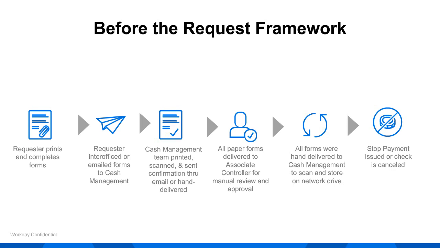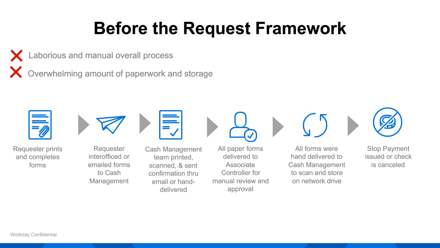Then once they review and approve, the associate controller would hand all the forms back to cash management, who would then scan and store on a network drive. And of course, this means that the payment has been issued, the stop payment has been issued, and the check has been canceled. So as you can see, it's a very laborious and very manual process, and an overwhelming amount of paperwork, storage, manpower for the storage.